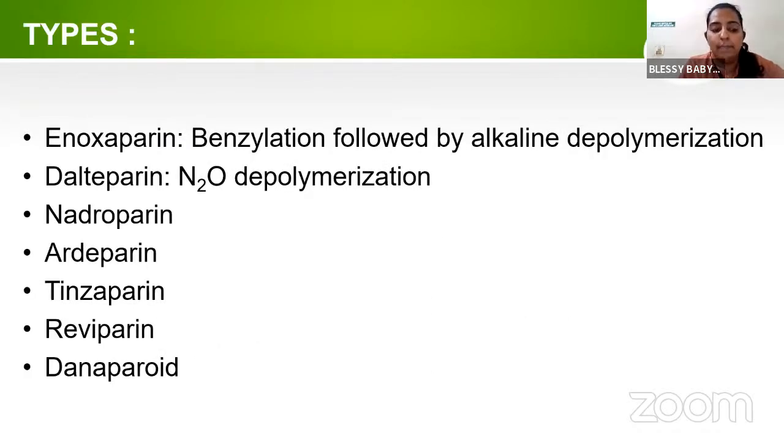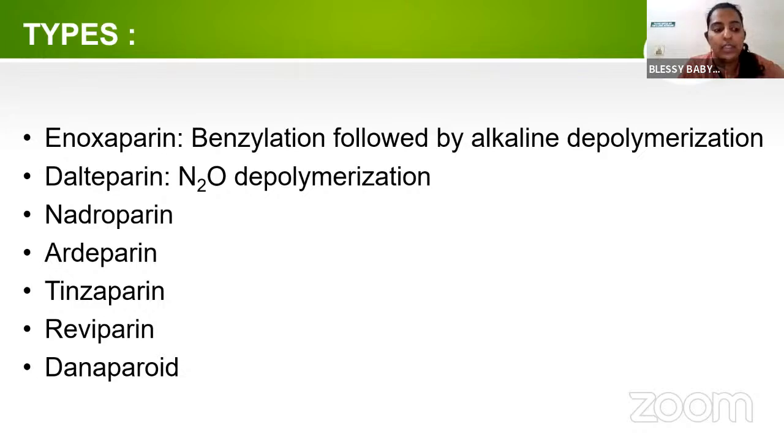There are different types of low molecular weight heparin. This is a small classification based on the mode of synthesis. Enoxaparin and dalteparin are the most commonly used low molecular weight heparins. Enoxaparin is synthesized by benzylation followed by alkaline depolymerization, dalteparin by nitrous acid depolymerization. Other low molecular weight heparins are nadroparin, ardeparin, tinzaparin, reviparin, and danaparoid.